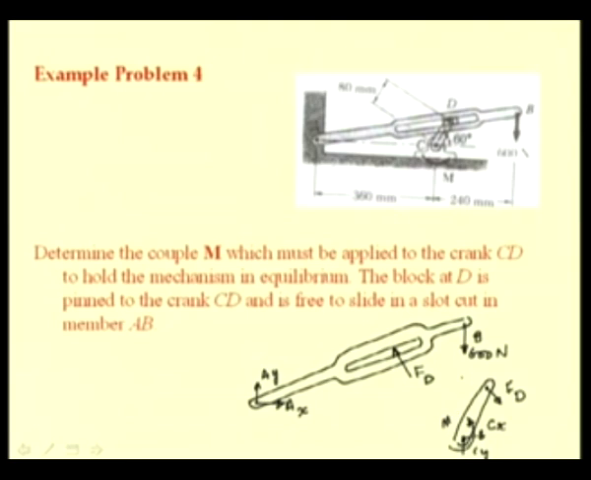So, in this lecture we have seen the analysis of frames and machines which are interconnected rigid bodies, and in the earlier lectures we have seen the analysis of trusses which are also interconnected rigid bodies, but with only two force members. So, we will proceed the analysis of the internal forces that occur in constituent members in the next lecture.